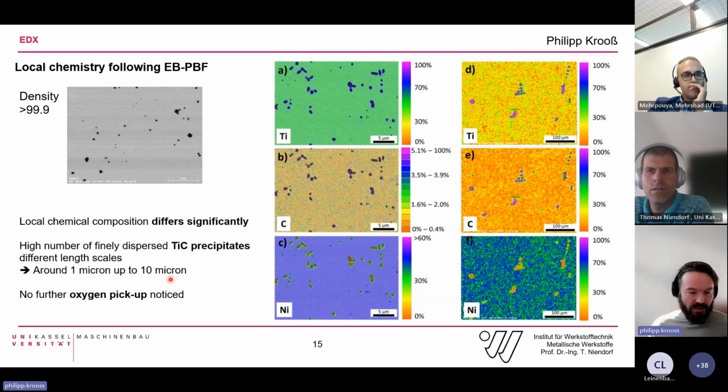So different size fractions of the carbides were found here. But we could not observe any further oxygen pickup. This makes sense because it's a vacuum process, so there's no further oxygen pickup due to processing, which could happen, or maybe more reasonably does happen, in selective laser melting processes.